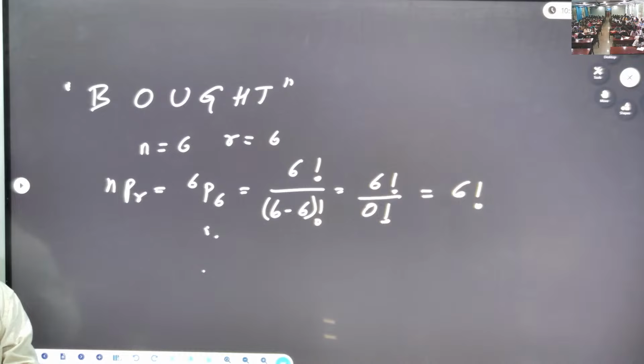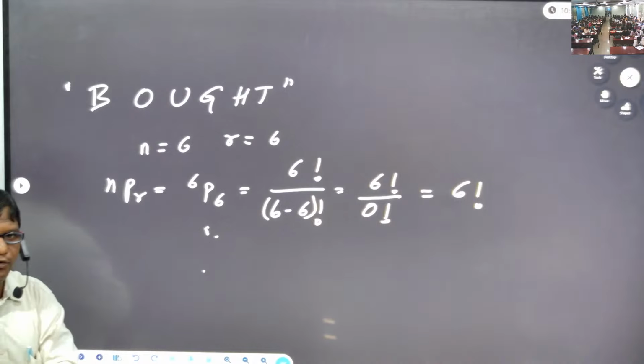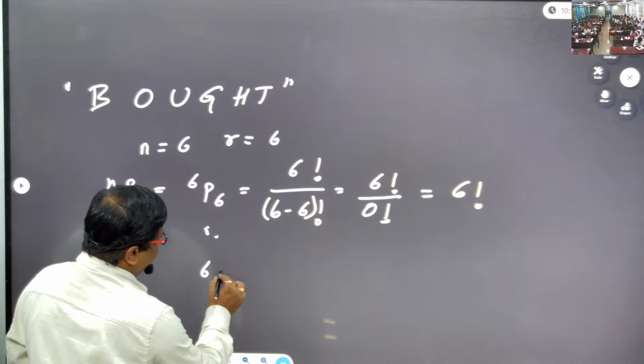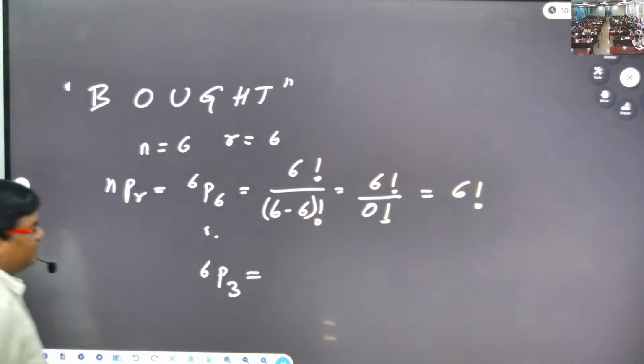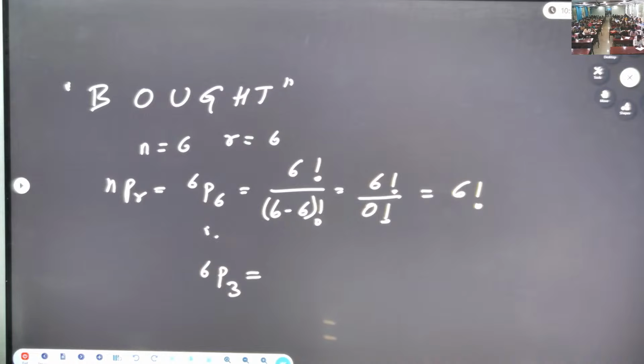Same word, different action I did. So what is the letter size now I required? What is my R value? 3. What is my N value? 6. So what is the formula? If you are substituting in NPR, it is going to be 6P3. What is the final answer? Tell me. How many number of ways?